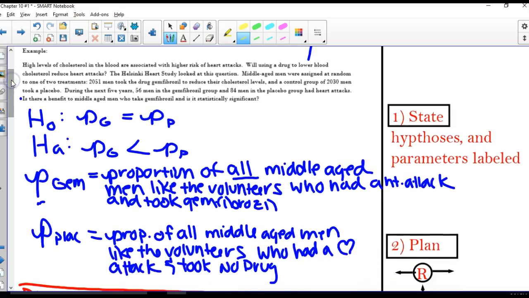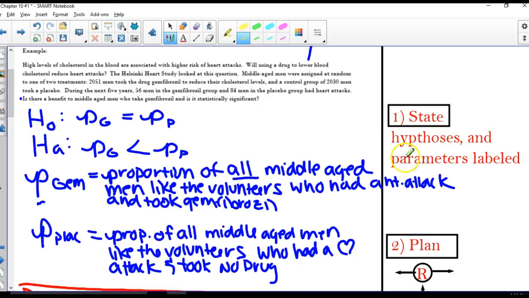Next, we're talking about how high levels of cholesterol in blood are associated with higher risks of heart attacks. There's a study that takes gemfibrozil and compares it to people who took a placebo. They then, after 5 years, look at men in both groups and the proportion of them who had heart attacks. For our null hypothesis, we always assume they are the same. P of G is equal to P of P.